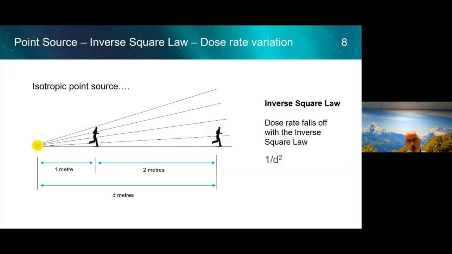So in this case, he's gone from 1 meter to 2 meters away. 1/2, 2 squared is 4. So the dose rate has reduced to 1/4. And that happens because essentially the radiation is now being spread over a much larger area, four times the area. So the flux density, if you like, is reduced to a quarter. So that's the inverse square law.